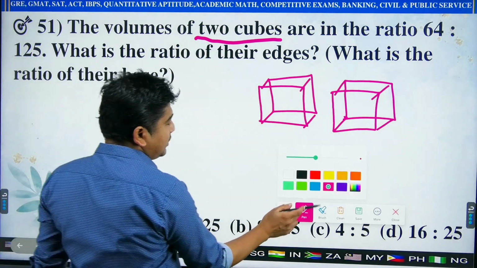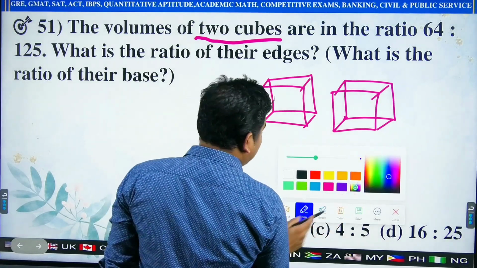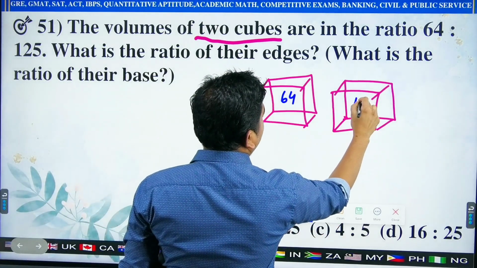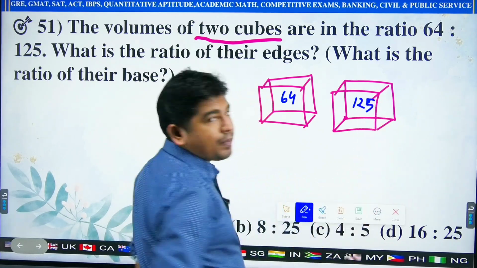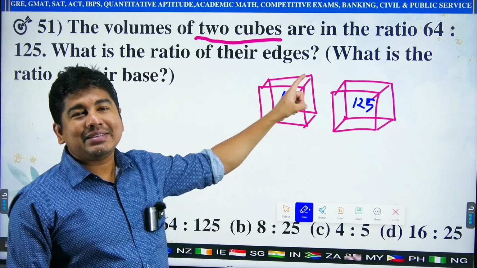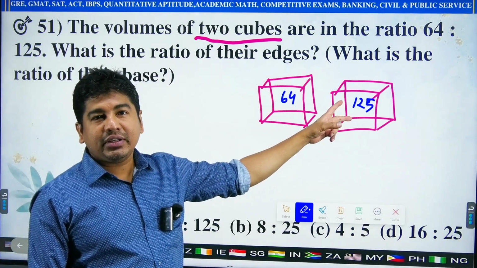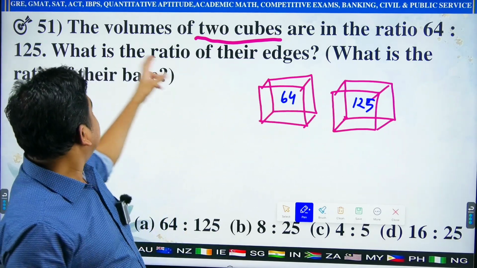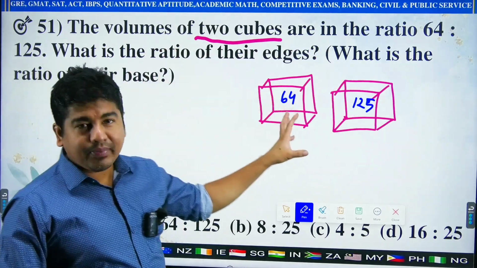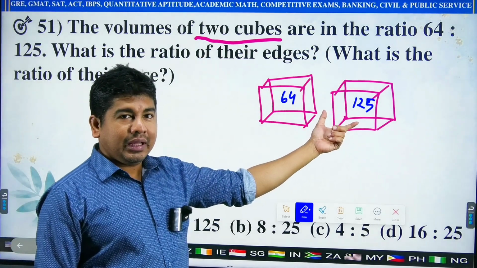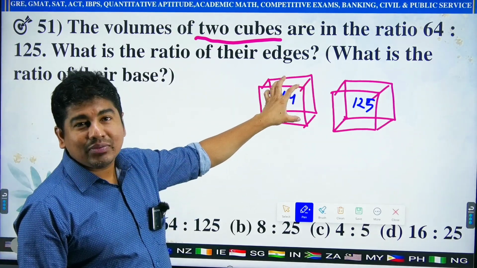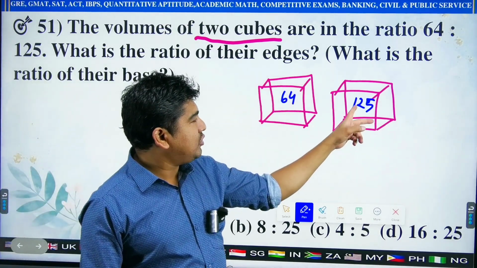The volumes of these two cubes are 64 and 125. The volume of the first cube is 64 and the volume of the second cube is 125. Okay? It has been said the volumes of the two cubes are in the ratio 64 to 125. This is the ratio. So let the volume of the first cube be 64 and let the volume of the second cube be 125.